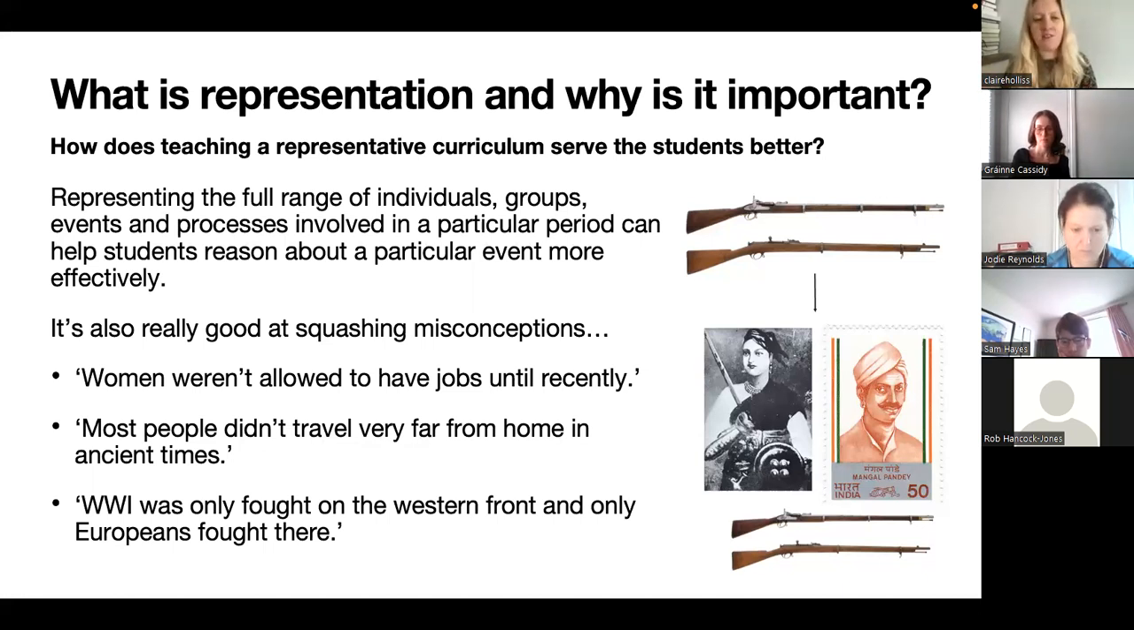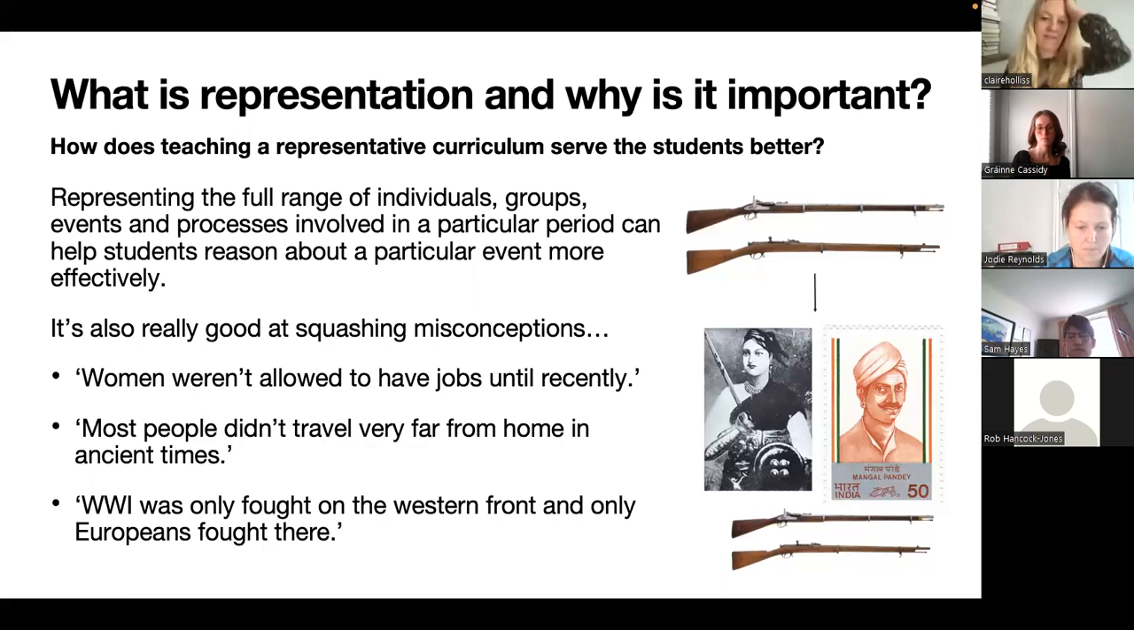Ideas that students have, again, even in A-level classes, about people living very static lives, both in the ancient world or in medieval times, early modern period. Again, teaching about the full range of people in particular societies, people who have moved, people who are on the move, can help students actually question those preconceptions that they have about how the past works.